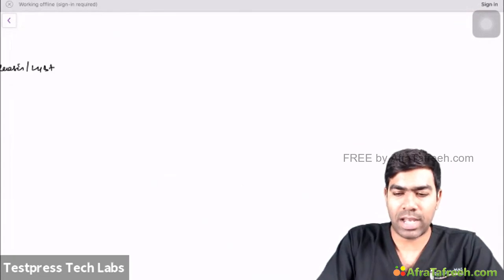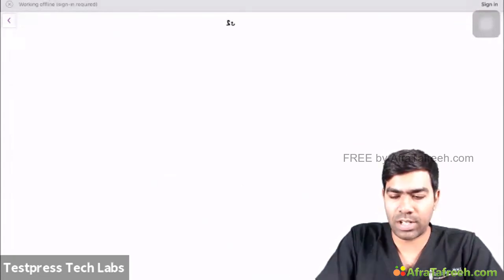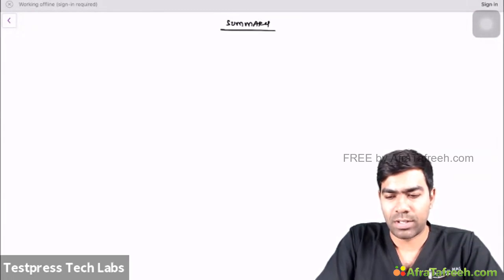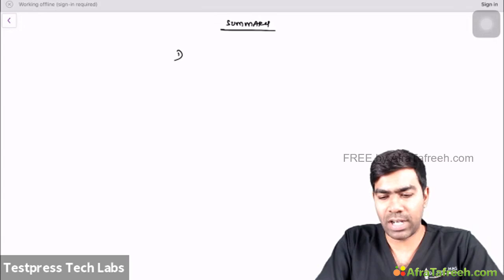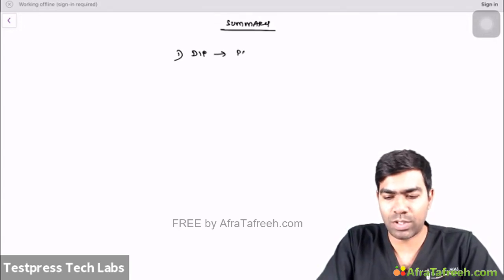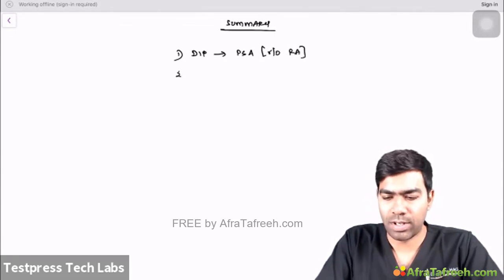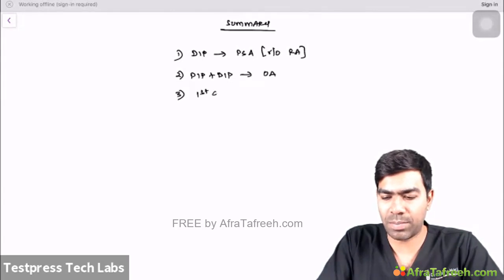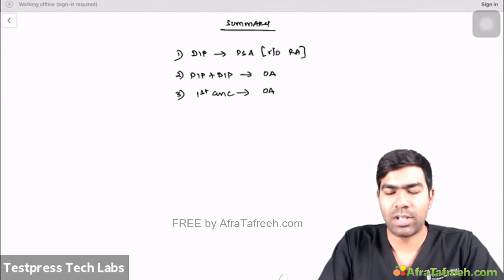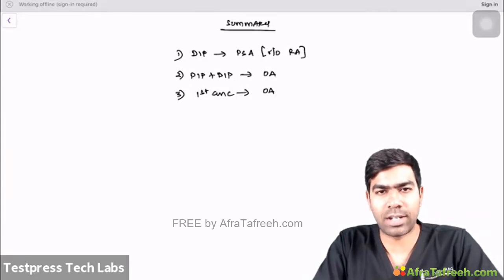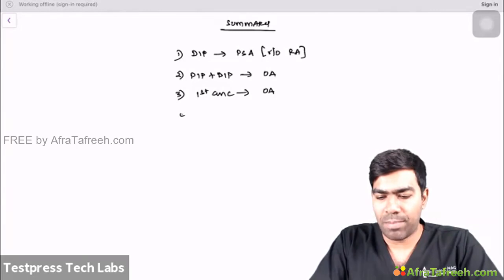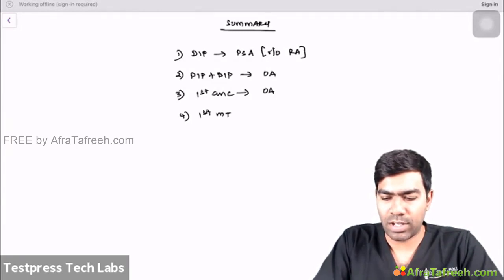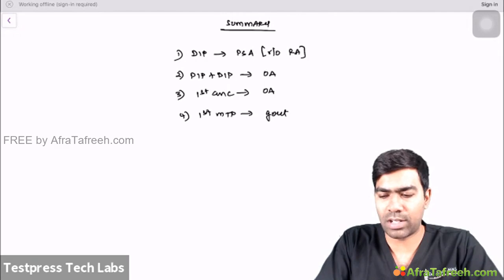And apart from that, as a summary, we can tell some specific points which are very important for exams. So number one, whenever in exam they give DIP involvement, it usually goes towards psoriatic arthritis and it rules out rheumatoid arthritis in exam. That's a very important point. Whenever you have PIP and DIP involvement, you always think about osteoarthritis. Whenever you have the first CMC, first carpometacarpal joint involved, again, the answer will be osteoarthritis in that setting. And whenever MTP is involved, especially the first metatarsophalangeal joint, it's very clear you're dealing with gouty arthritis. Everyone knows that.